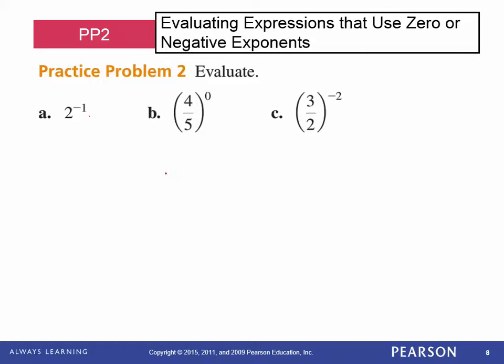All right, 2 to the negative 1. Everybody good with 1/2 now? The 2 goes down to the denominator. 4/5 taken to the 0 power is 1. Again, any number taken to the 0 power is 1 except for 0.